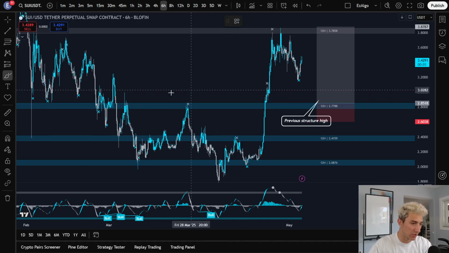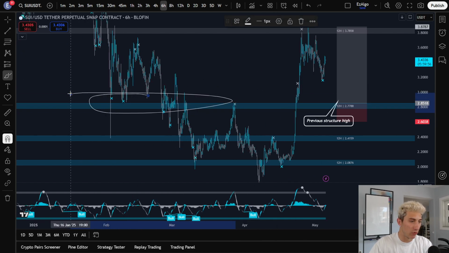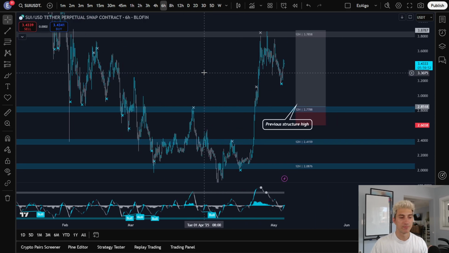So not only is this a previous structure high that we've recently broken out of, not only do we have a bullish imbalance or a bullish fair value gap here, we also have a key level with multiple reactions to this level in the past, telling us that price will most likely bounce from this level if we test this level once again.